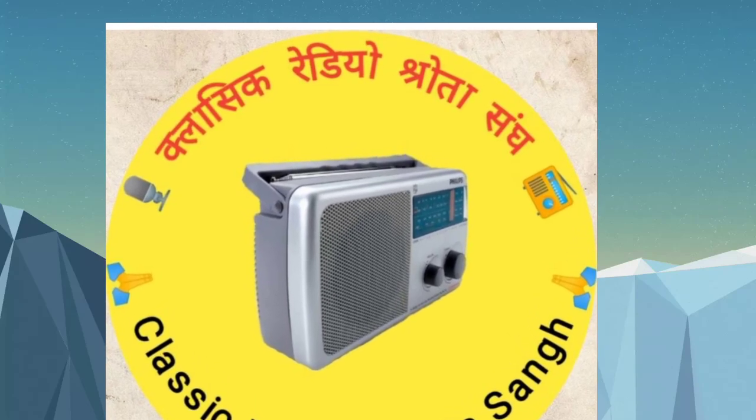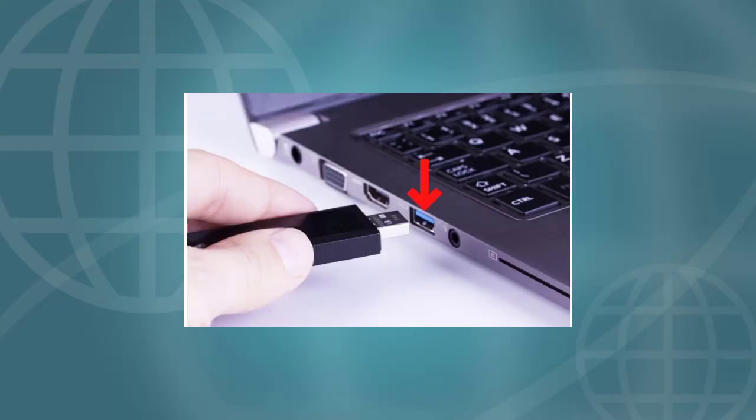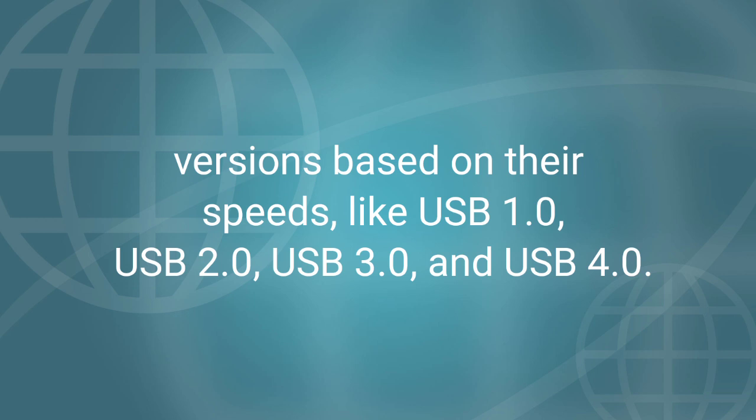Today we discuss electronic technical education. USB cables can be classified into USB Type A, USB Type B, USB Type C, USB Micro, USB Mini and Lightning based on their physical design. Furthermore, USB connectors are divided into various versions based on their speeds, like USB 1.0, USB 2.0, USB 3.0, and USB 4.0.